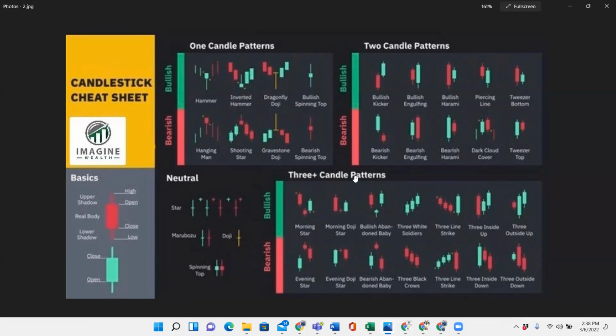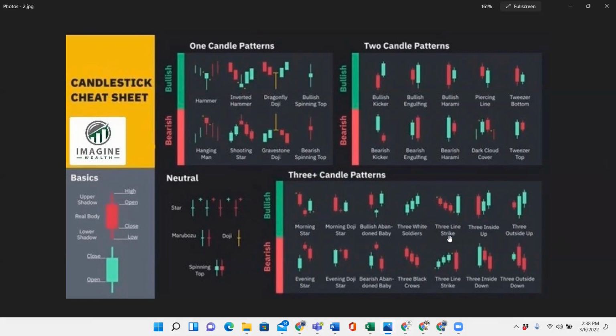Then we have our 3 candle patterns here. So the bullish 3 candles, the bearish 3 candles. We have our morning star. I love looking at the morning star. We have the morning doji star. We have the bearish candles over here. Sorry about that. We have the 3 white soldiers. I love trading on the 3 white soldiers, my personal self.